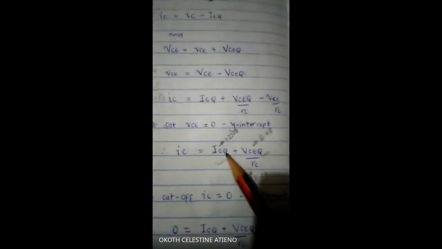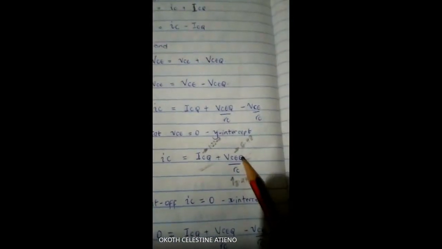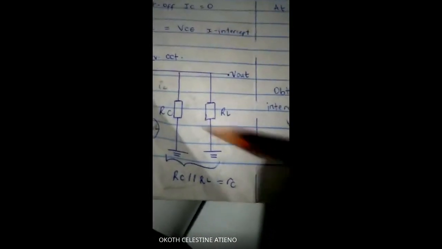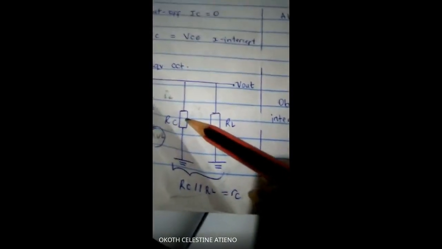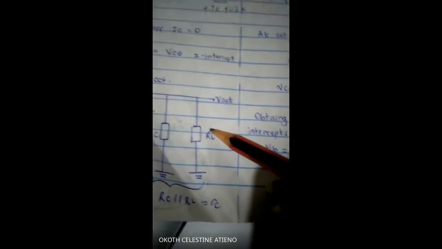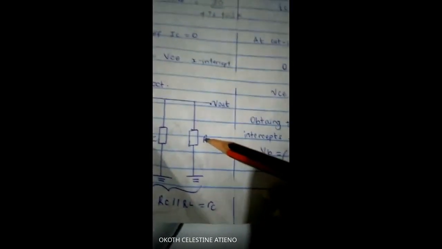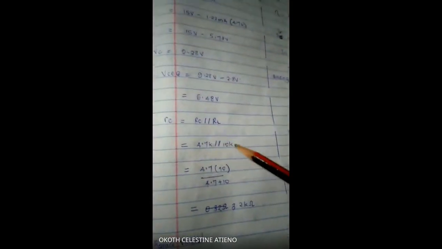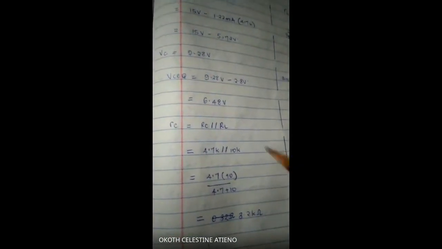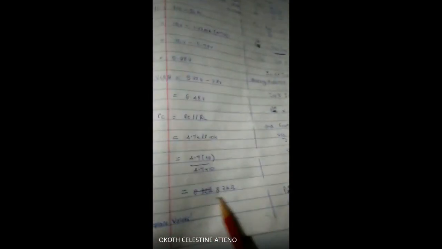So let's look at our equation. We have ICQ, we have VCQ. Let's look for RC. RC is simple. We said RC from AC analysis is this resistor in parallel with RL. So basically you plug in values: 4.7K in parallel with 10K. For you to get your value of RC is 3.2.